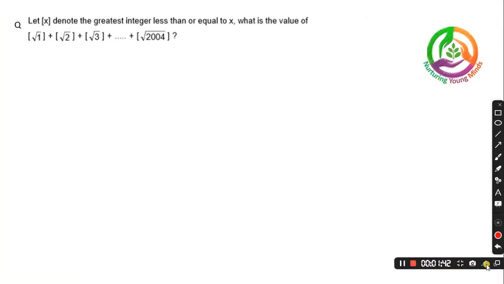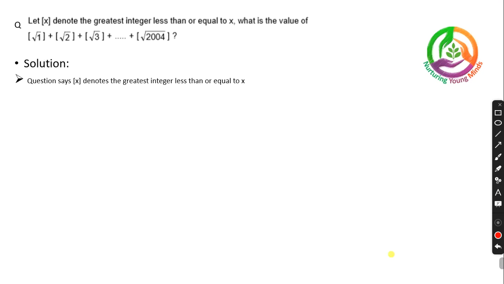So let us first try to understand the question. It says [x] denotes the greatest integer less than or equal to x. So what is the meaning of this? If you look at it in more detail, the question says [x] denotes the greatest integer less than or equal to x. Okay, so we'll take the first example, [√1].